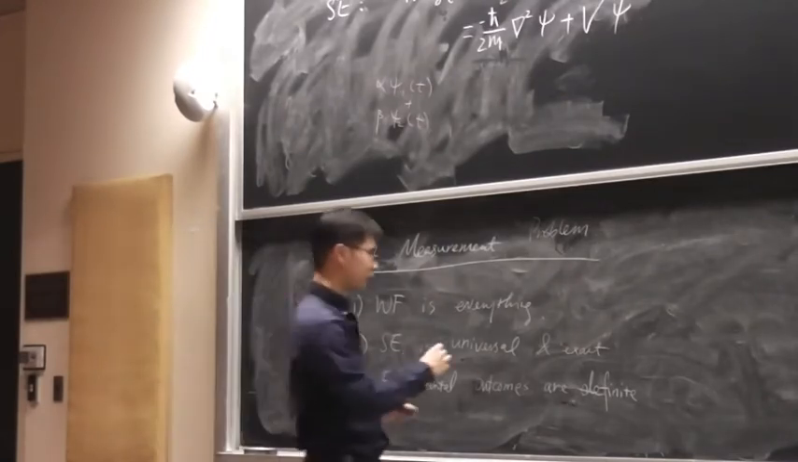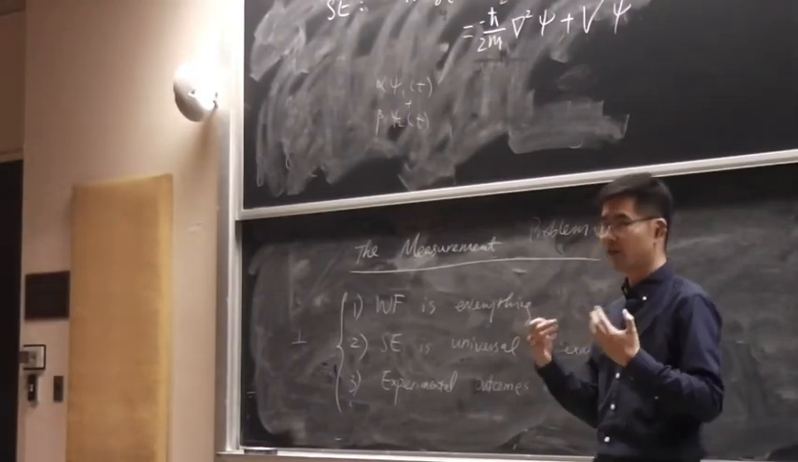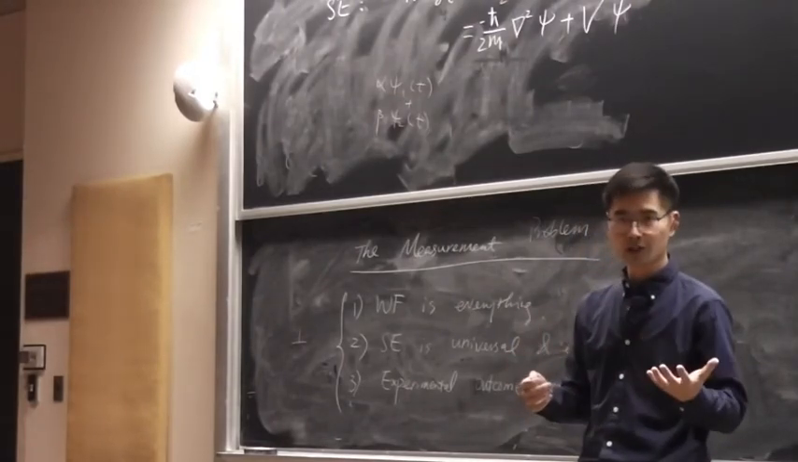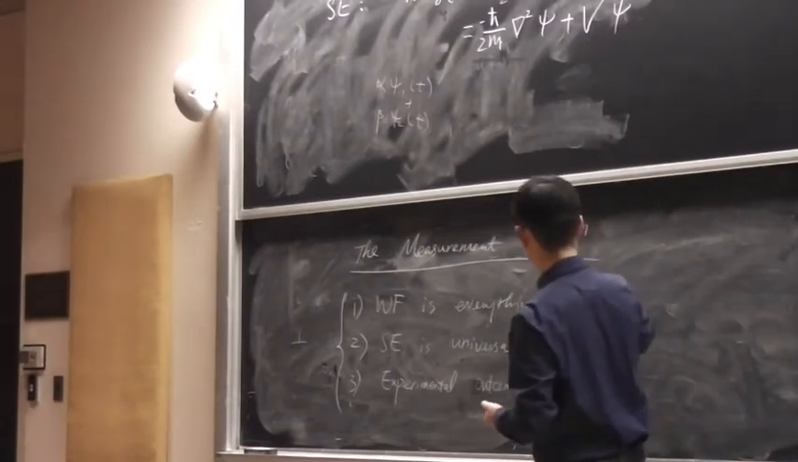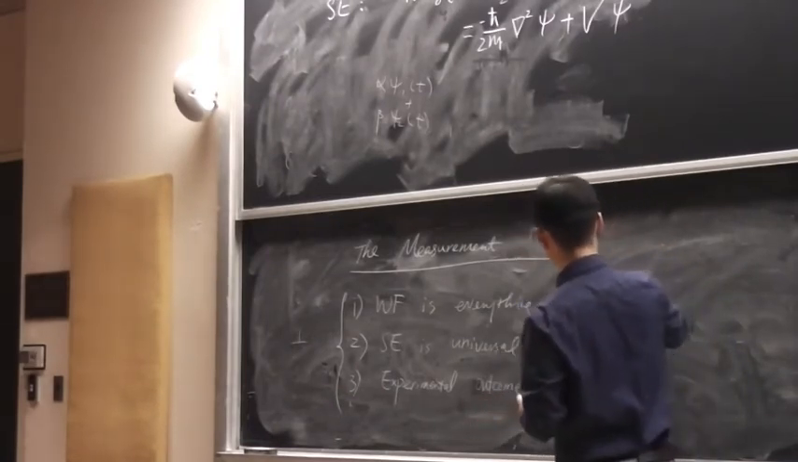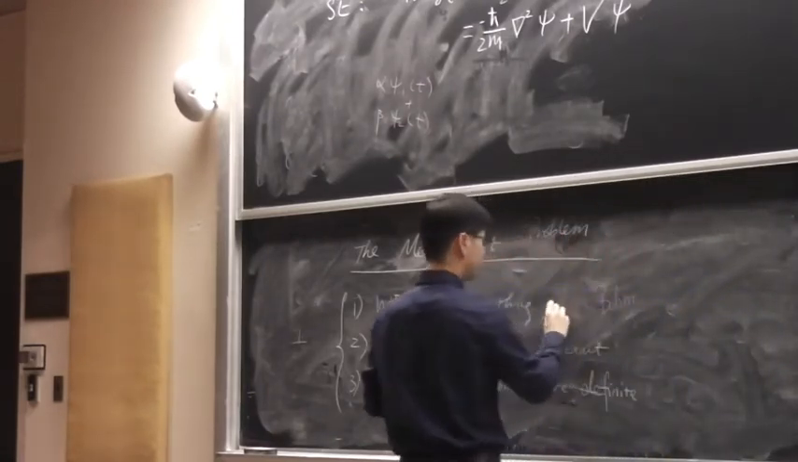By the way, let me mention that if you give up this one, you have to add extra features, extra ontologies, particles, or fields, or what have you. And one particular version is called Bohmian mechanics, given by de Broglie and Bohm.